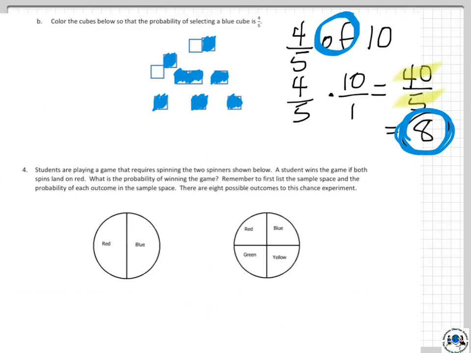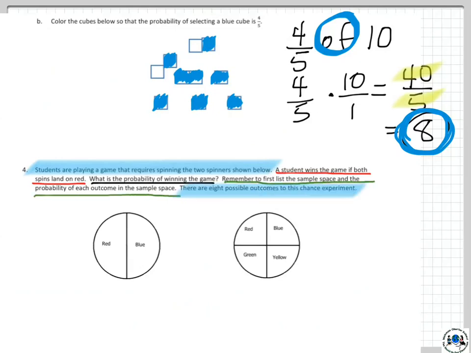Okay, all right. And here we go. Looks like one of our last problems here. Students are playing a game that requires spinning the 2 spinners shown below. A student wins the game if both spins land on red. So you're going to spin one and then spin the next. You win if you spin red on both. So, what is the probability of winning the game? Remember to list the sample space and the probability of each outcome in that sample space.